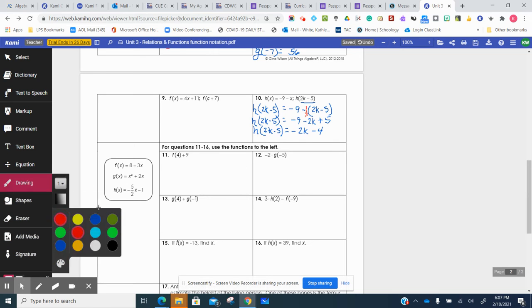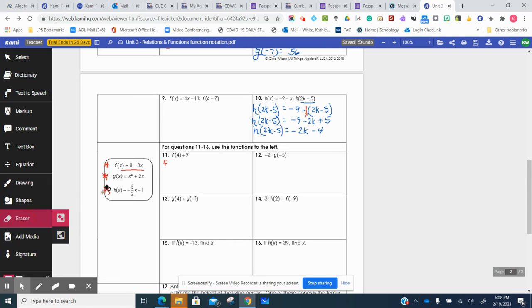I love that question. Now, this is special because over here, we're going to use these three equations. So this says f of 4 plus 9, f of 4 plus 9. So what I want to do here is I'm going to use this equation. So f of x equals 8 minus 3x. So what do you think?